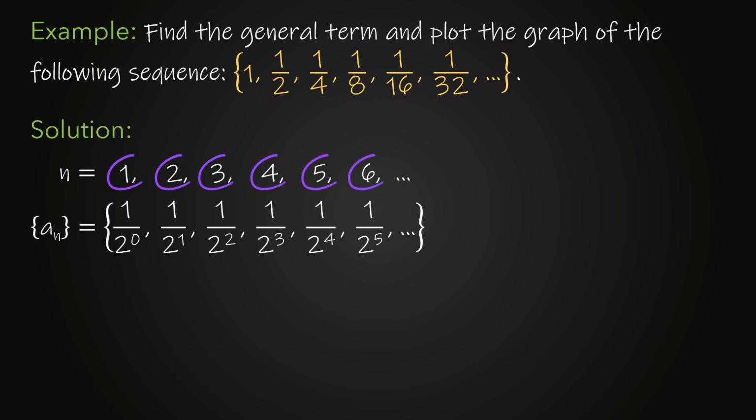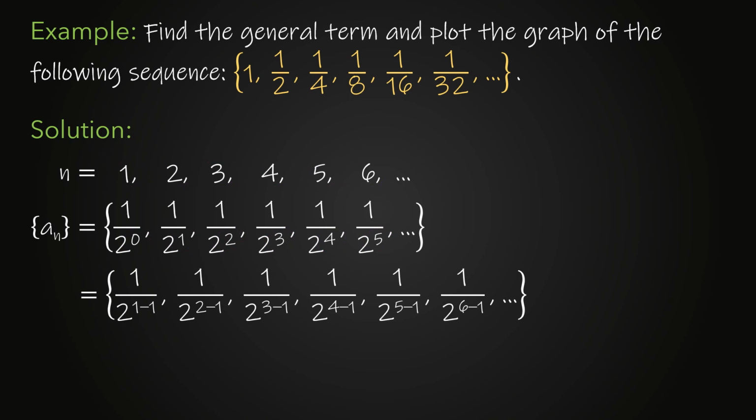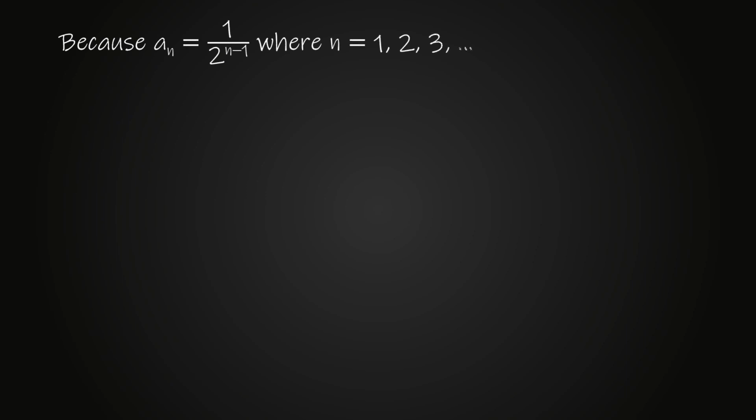Notice that each n and the corresponding exponent differ in value by 1. As a consequence, each term of the sequence can be written in terms of n-1. Therefore, the general term of the sequence is equal to 1 over 2 raised to n-1, where n is 1, 2, 3, and so on.